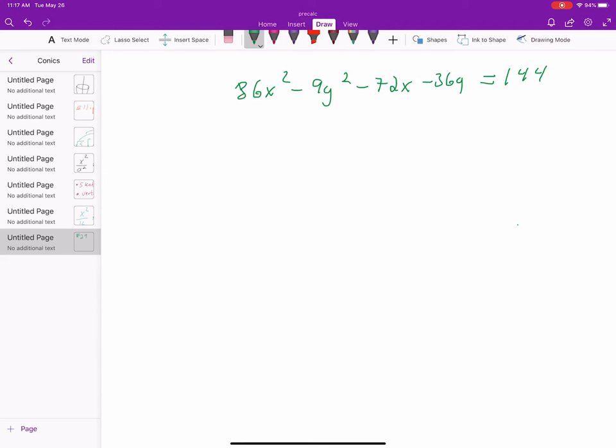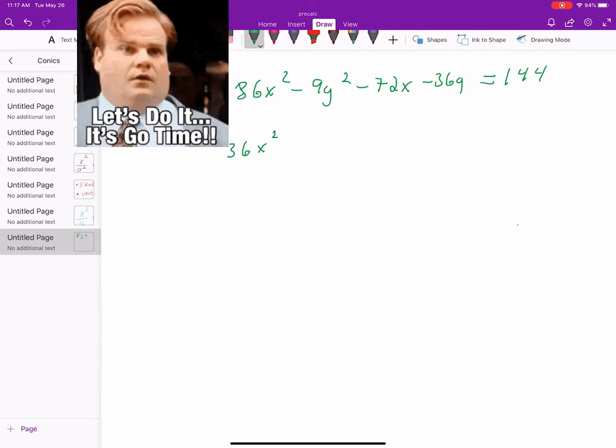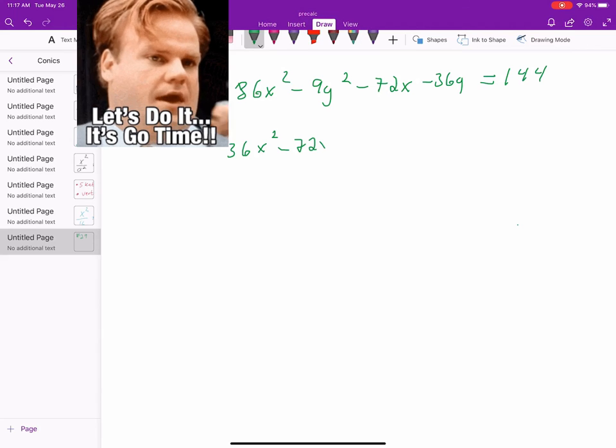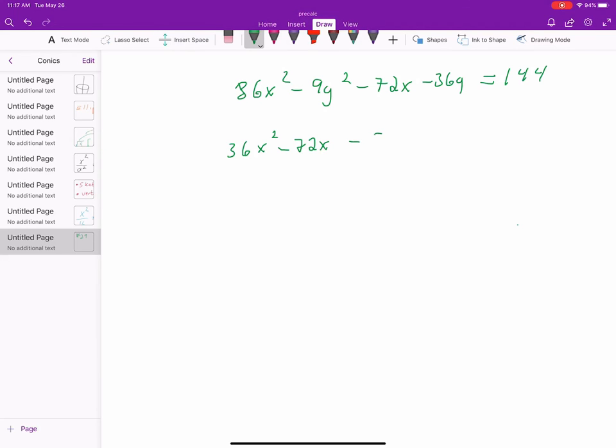Remember, what we want to do is group the x's and y's together first. So I'm going to do that, group the x's like this, then group the y's together, and put the 144 over here. All right, so I'm going to do the x's first. I'm going to complete the square on that because I want to get into that form.